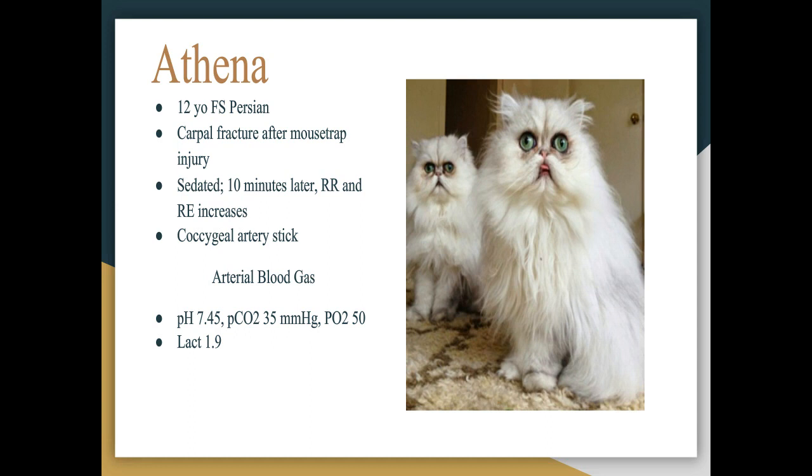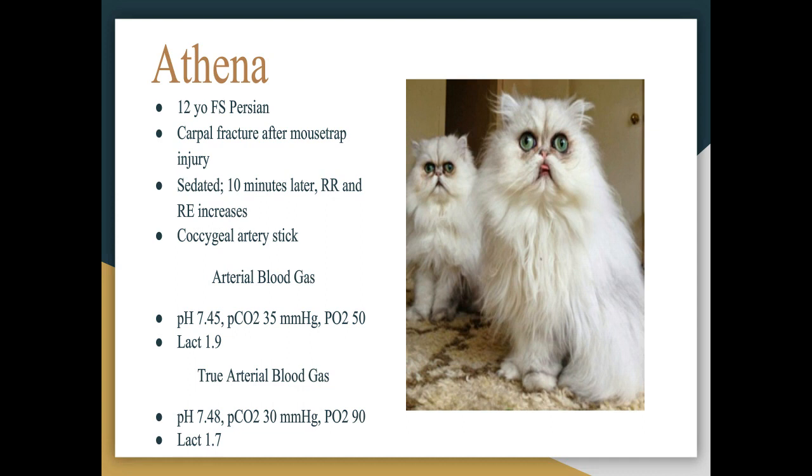The arterial blood gas reveals a pH of 7.45, a CO2 of 35, and a PO2 of 50. Her lactate on this sample is 1.9. Due to the markedly decreased PO2, you're concerned that this could potentially be a venous sample or a mixed arteriovenous sample, and decide to obtain a second arterial sample from a dorsal pedal artery. On this sample, the pH is 7.48, the CO2 is 30 millimeters of mercury, and the PO2 is 90.